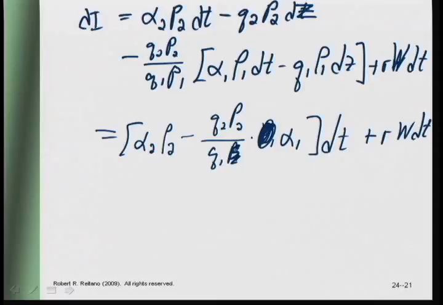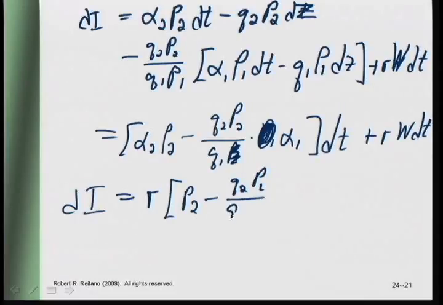Okay, so we have an expression for di, and we now want di to be equal to r times I dt. So that's going to tell us that we want di, this expression, to be equal to r times I, and I is now P2, and I'm going to put back the value for n that we calculated, and we're going to get Q2 P2 over Q1 P1 times P1 plus W dt. So we're going to equate these two expressions.